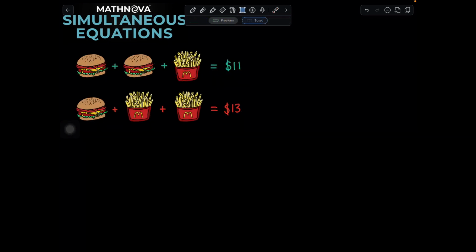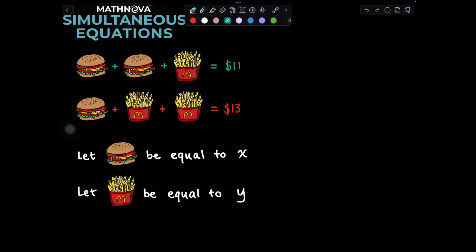What we can do is write this problem using a set of simultaneous equations that we can then solve. So if we let our burgers be equal to x and let our fries be equal to y, we'll be able to write this really easily. So we have two burgers in this first equation, so we can write 2 times x. Then we also have one fries here, so we can write plus y. And we know this whole thing costs $11. That's our first simultaneous equation.